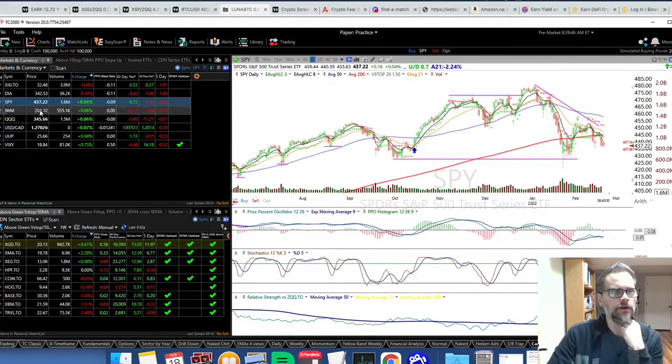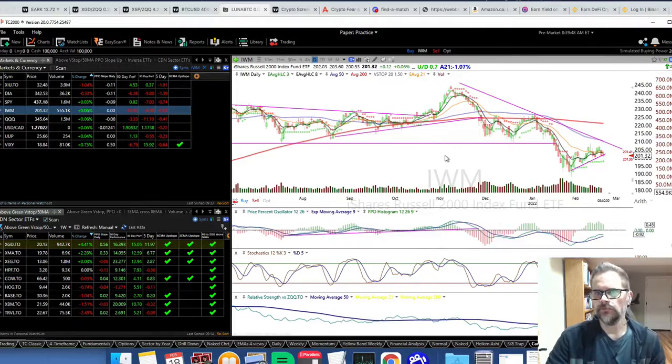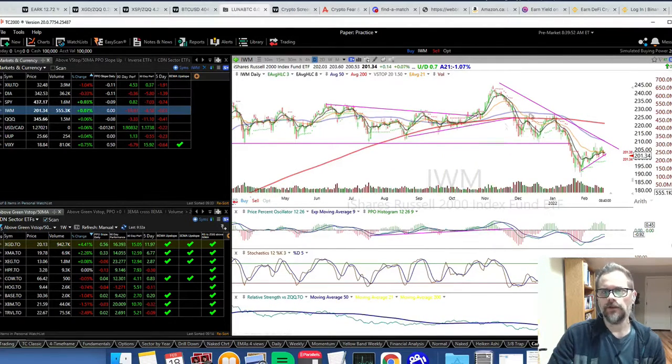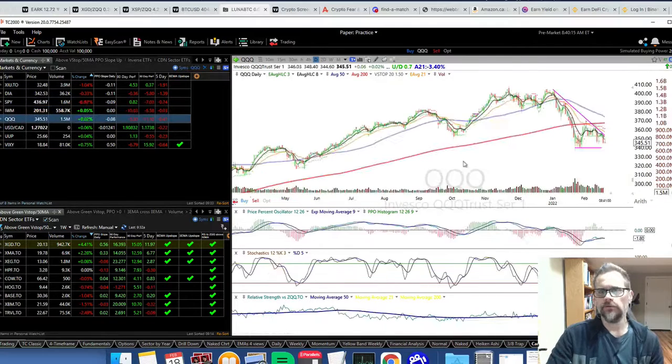Then if we look at the Russell 2000, this one has been in a long-term flat period. It had a bit of a breakout and then it reversed and went down. So we're kind of back in that range. I don't think it's doing too well here. It had a bit of a recovery here, but there's a 50-day right there. There's this slope of downtrend here that would have to get through as well. So that one's got some work to do.